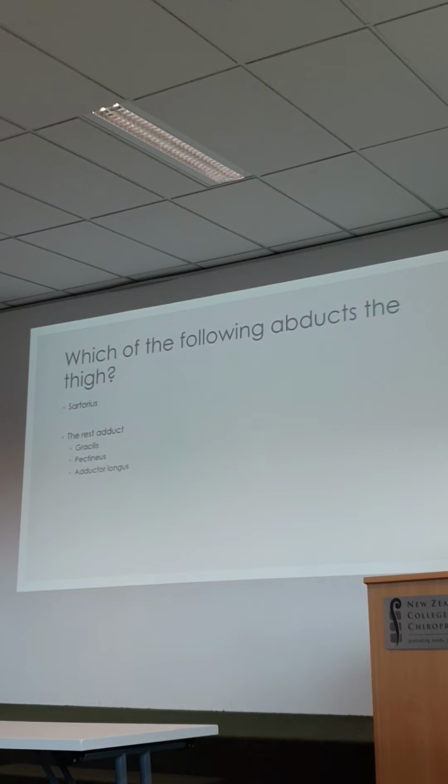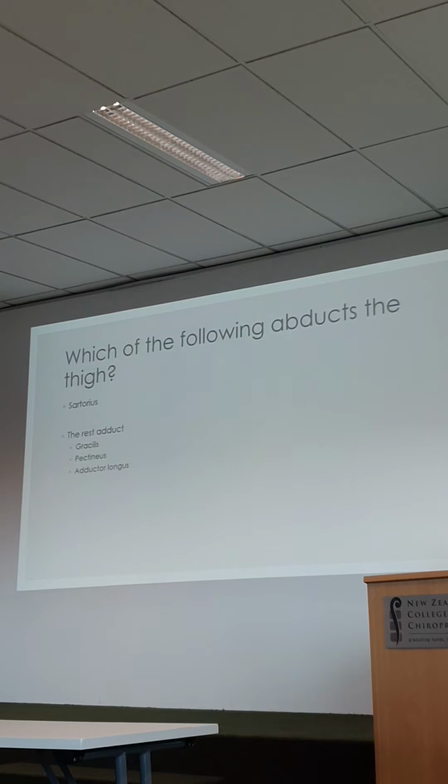Which of the following abducts the thigh? It was sartorius, and the rest of the muscles listed there all adducted the thigh. So adductor longus obviously does, pectineus and gracilis. Remember they're on the medial part of the thigh, and sartorius is coming from up here, crossing the hip joint, crossing the knee joint, and inserting down there. The insertion is the part that moves. So it abducts the thigh, and it also laterally rotates.